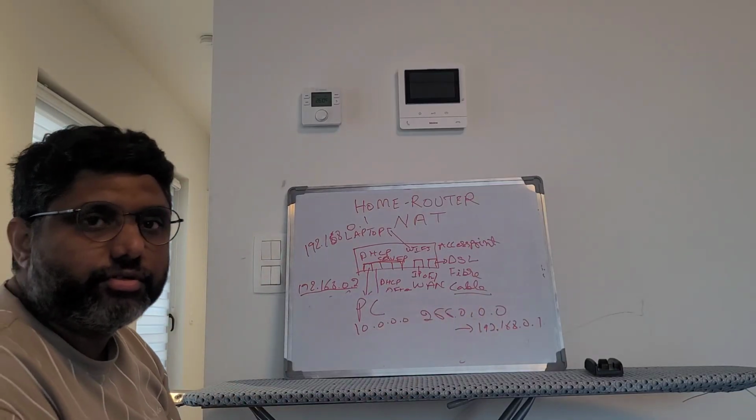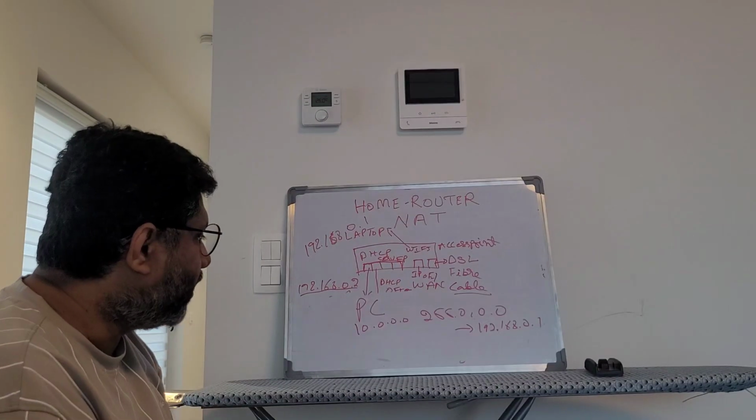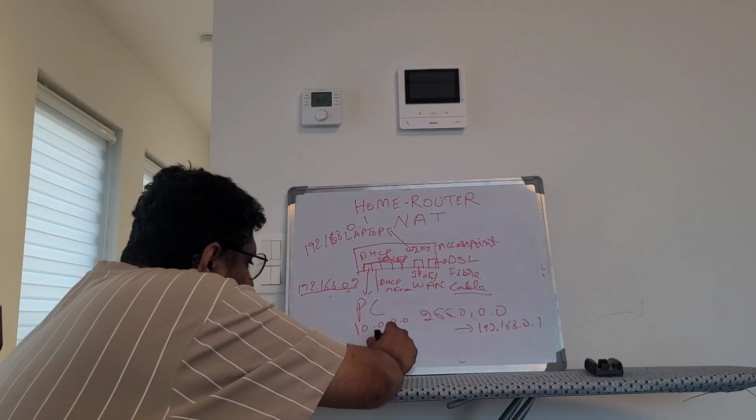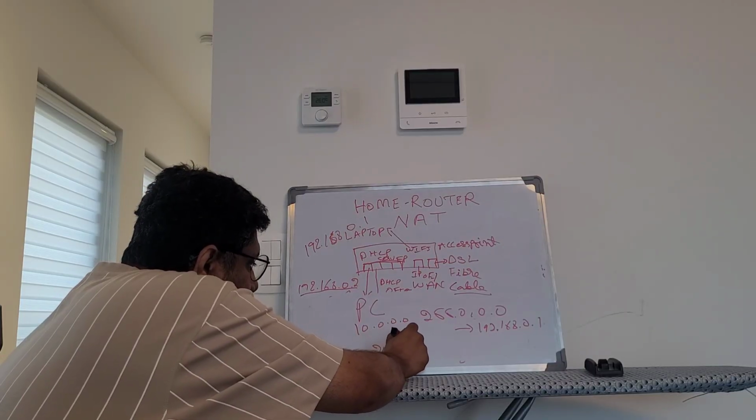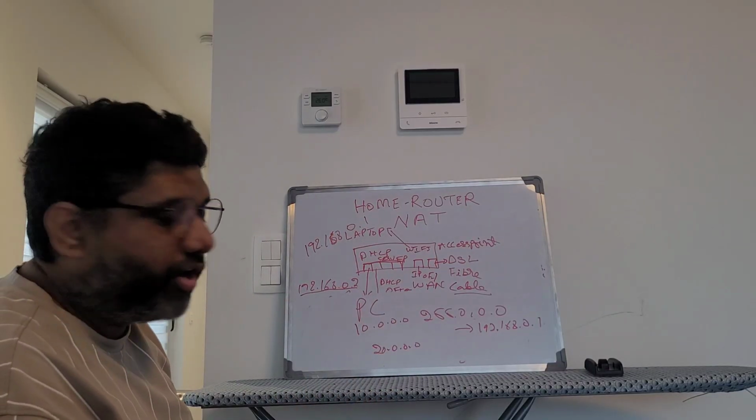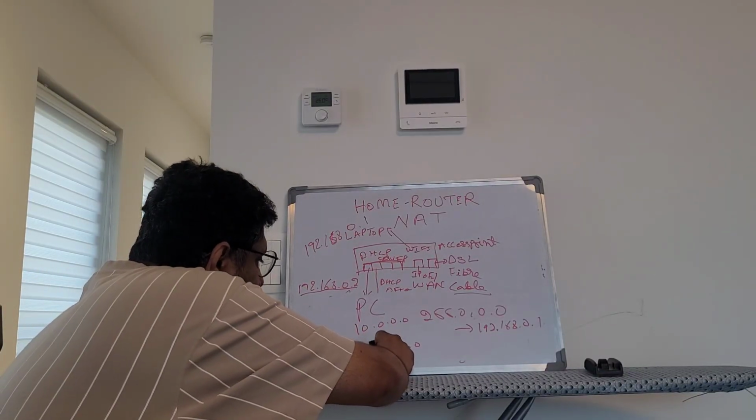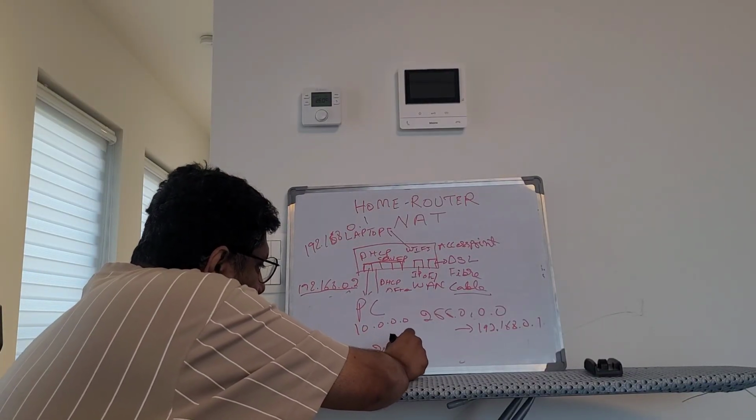Now let's suppose you want to send to an IP address which is called 20.0.0.0. What if you want to send a packet to 30.0.0.0?